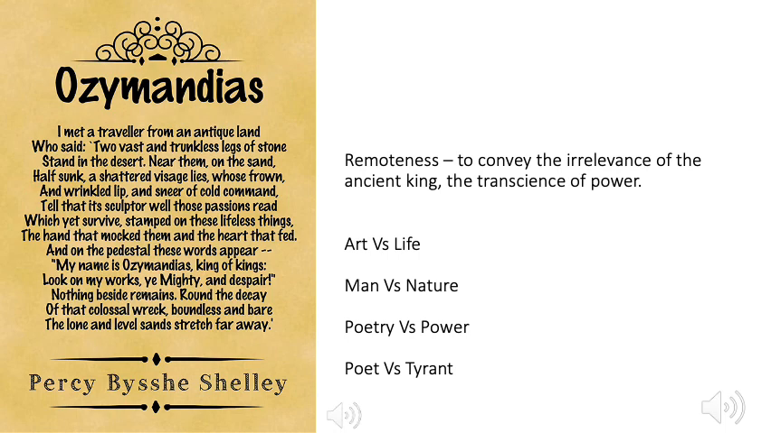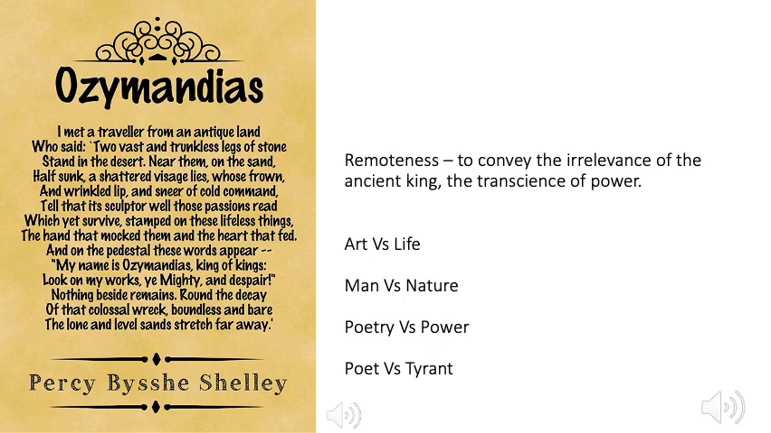Because around the decay of that colossal wreck, all around that huge colossal wreck, you have "boundless and bare, the lone and level sands stretch far away." Look at the choice of the words and the image conveying that sense of endless, the boundless and bare sands, desert sands stretching far, far away.